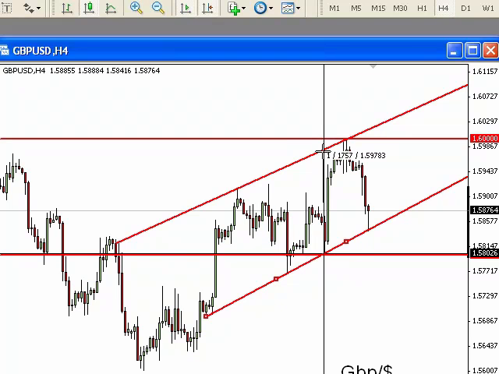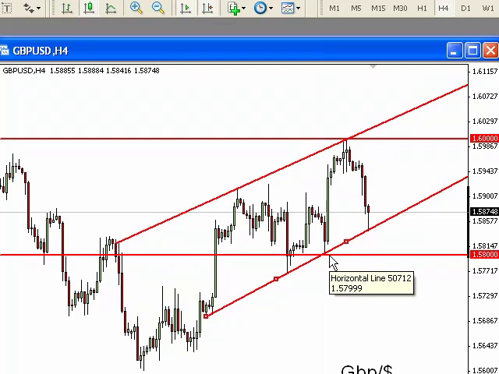Look at the middle figure, 175, ignore the last digit, the 7. This is a 5-digit decimal point platform. But 175 is the height of this channel. So if we can find an entry here, we only need to have our stop below the recent low, 20 or 30 pips away, and yet we are looking at a potential return of 170 to 200 pips. In other words, we are risking 1 for a potential reward of 6, 7, or even possibly 8.